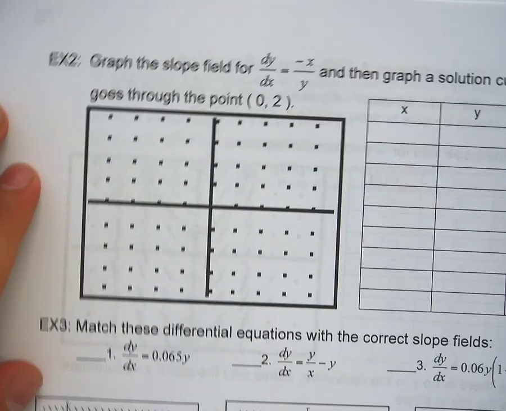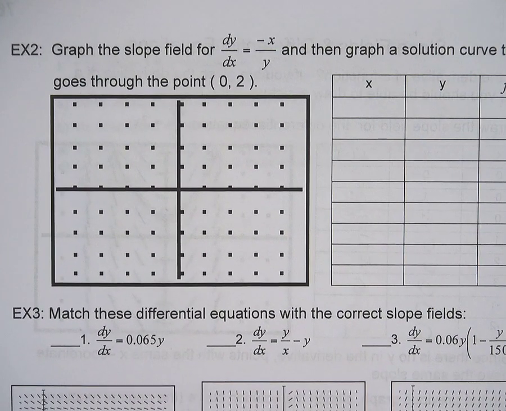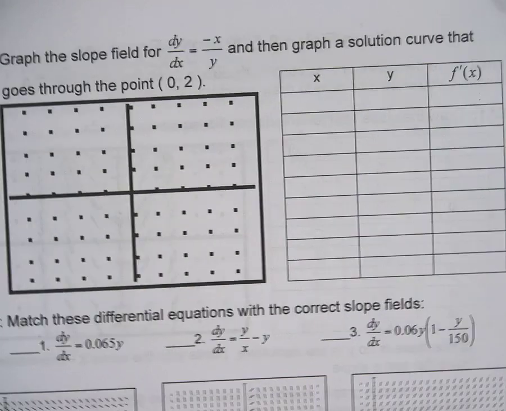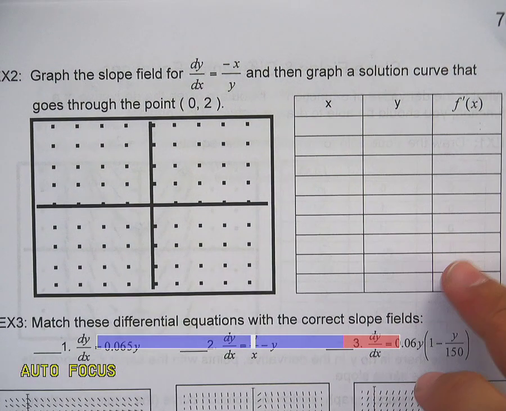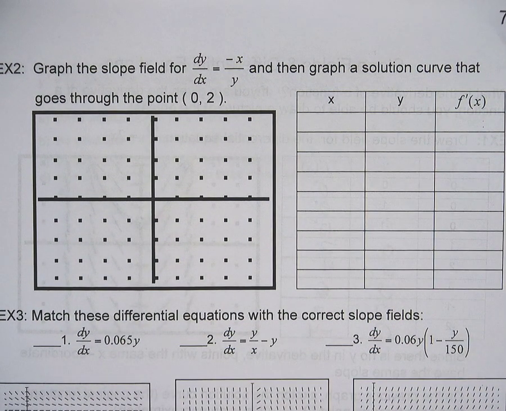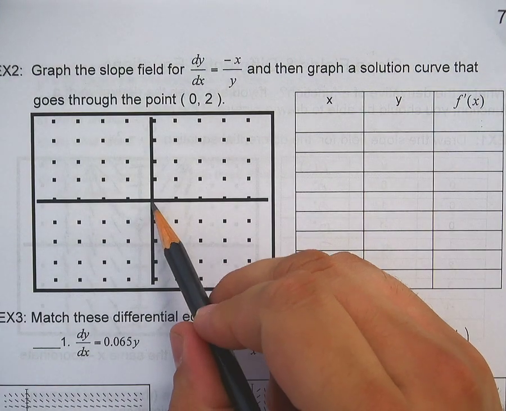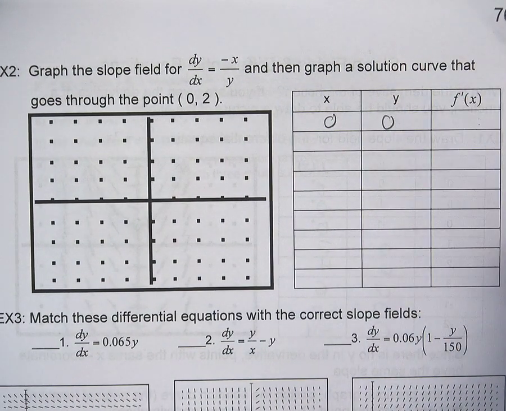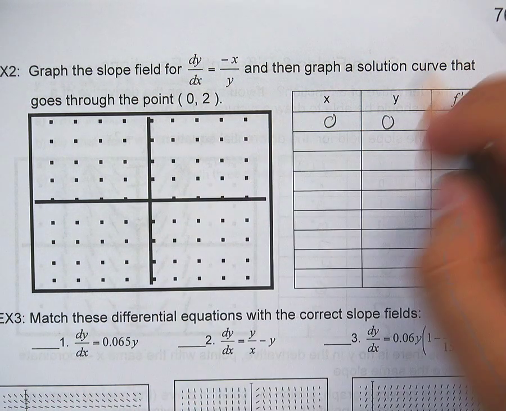Now let's actually get into a question here. Example 2. It says graph the slope field for the curve that goes through the point 0, 2. Let me back up a little bit. So it says graph the slope field. So I'm going to pick some points here. I always want to start off with my origin, 0, 0. We'll do 0, 1, 0, 2.